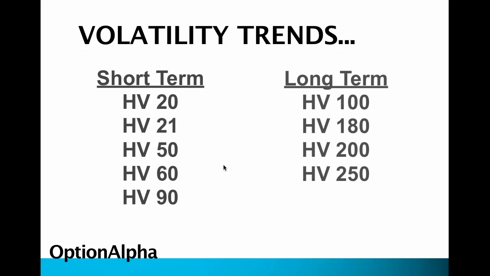With volatility, you can either have short or long-term trends. And so when you set your indicators to take a look at historical volatility, you can have short-term indicators that look at historical volatility over the last 20 trading days, 21, 50, 60, or even 90. Those are all really considered short-term volatility indicators. When we talk about historical volatility over the long term, now we're going to be into the 100, 180, 200, and 250 type of a range. So again, those are the real differences between historical volatility for short term and for long term.